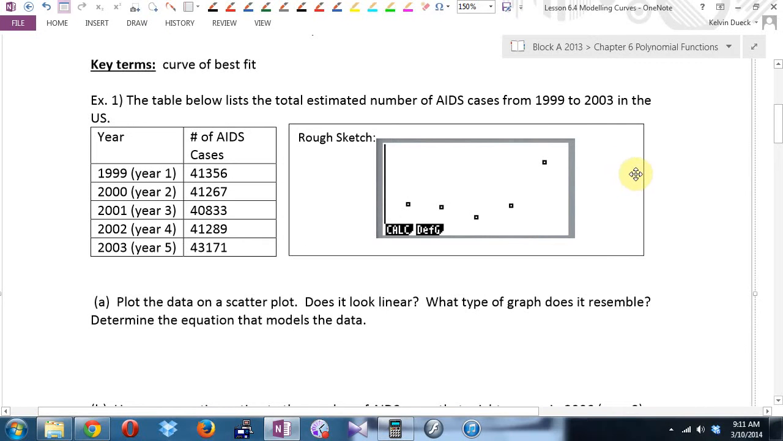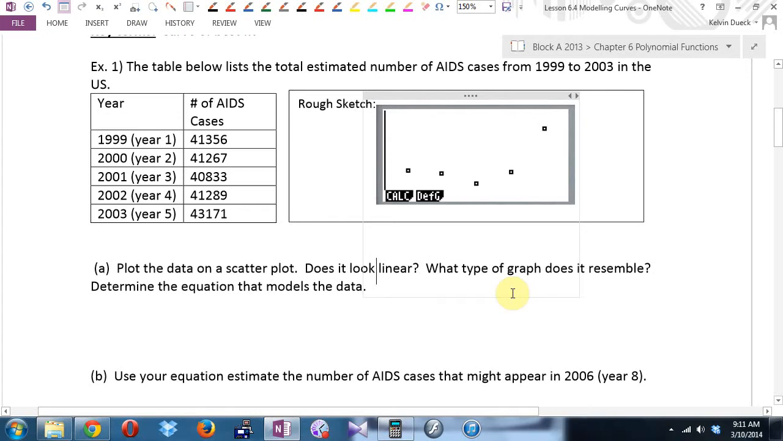Okay? So I wrote here, plot the graph on a scatter plot. Does it look linear? What did we say? Does it look linear? No? What type of graph does it resemble? A quadratic, parabola, an x squared? Yep. Wouldn't a cubic work better, though? Because it kind of has like this squiggle going.